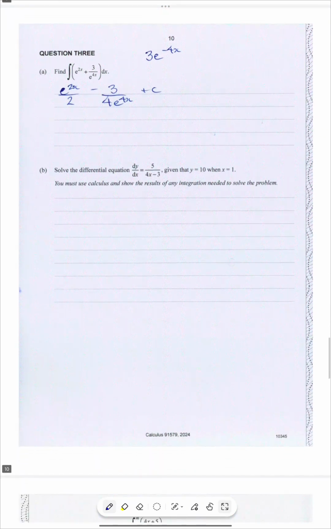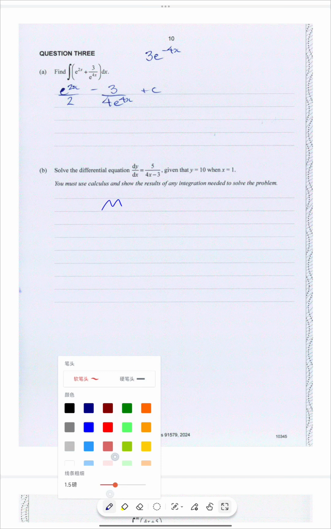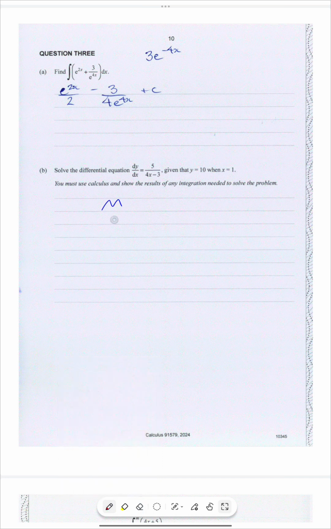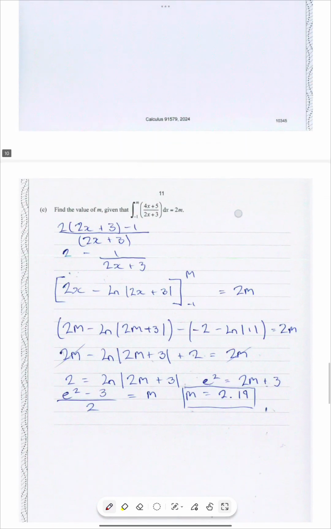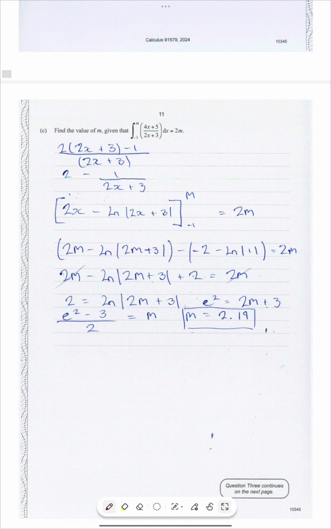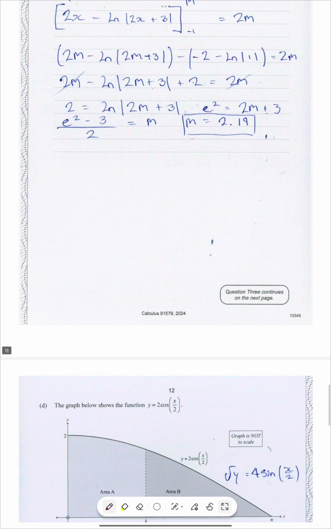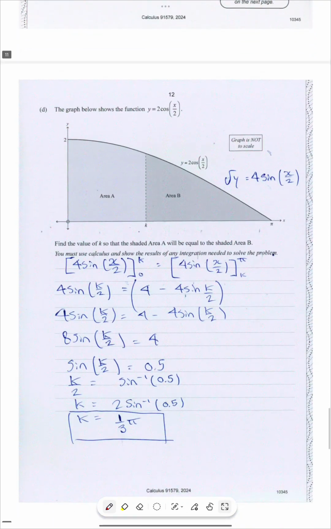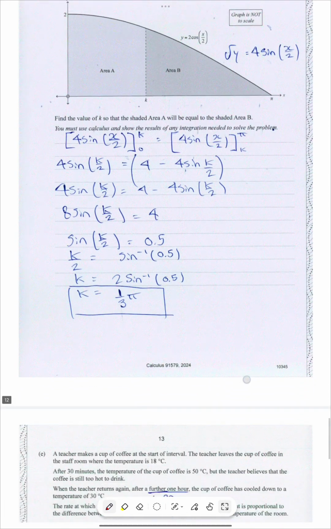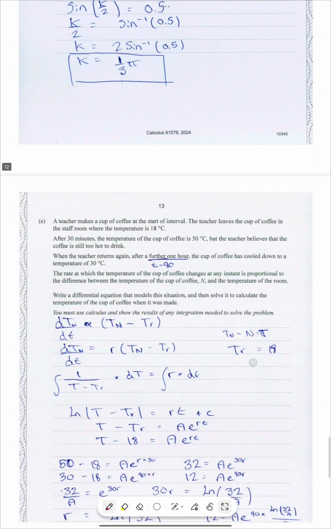Okay, for 3b, you'll need the merit exemplar. And 3c is not correct. Look at the merit exemplar. And the rest of question 3 is correct.